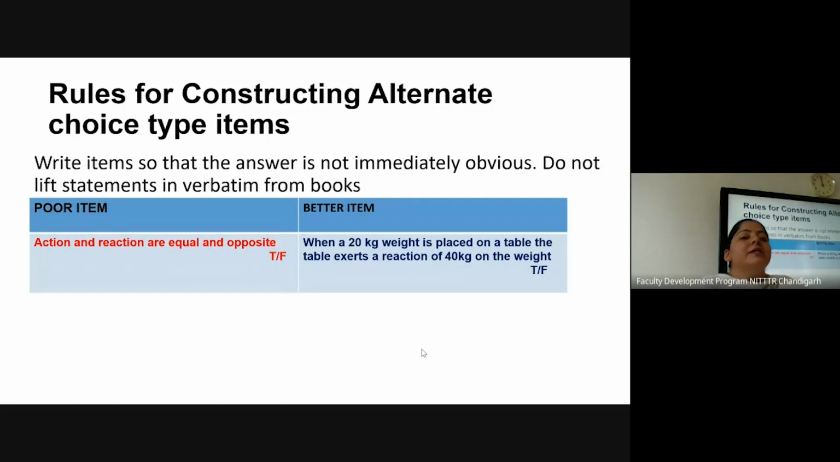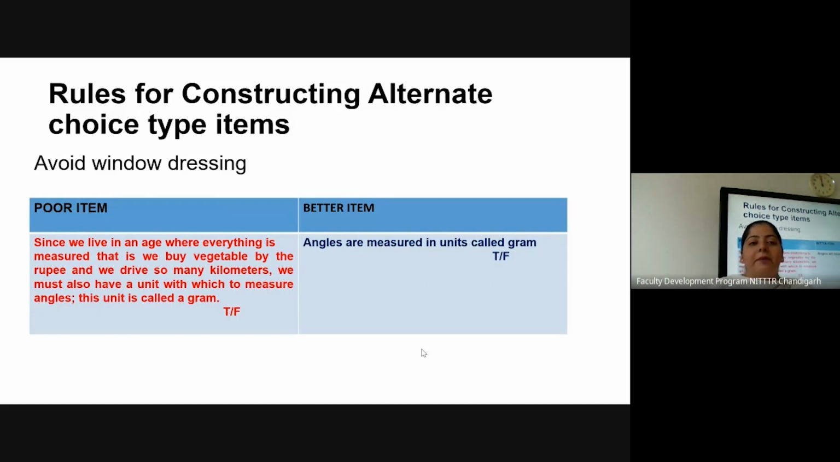The next rule is to write items so that the answer is not immediately obvious, and do not lift statements verbatim from the books. When I say "action and reaction are equal and opposite," many students will guess and say this is a true statement. That kind of statement needs to be avoided in examinations. It can be application based also: "When a 20 kg weight is placed on a table, the table exerts a reaction of 40 kg on the weight." The student needs to apply the learned phenomena in the paper.